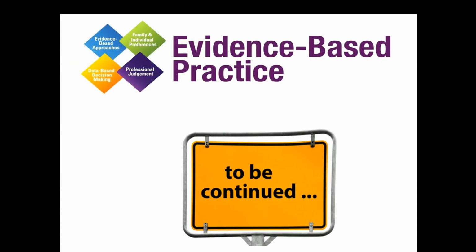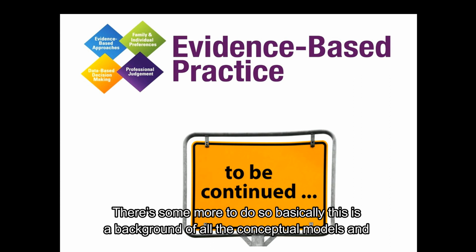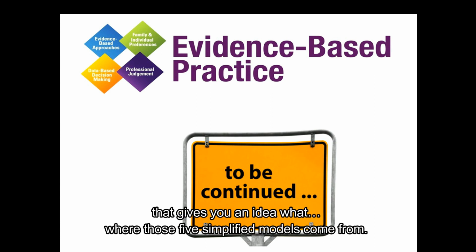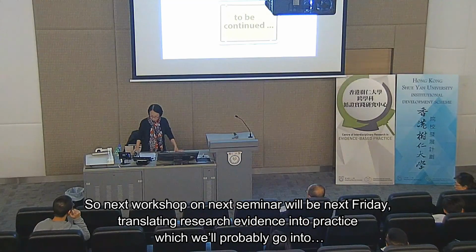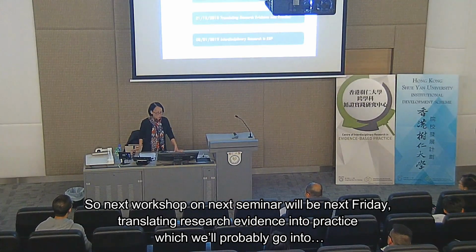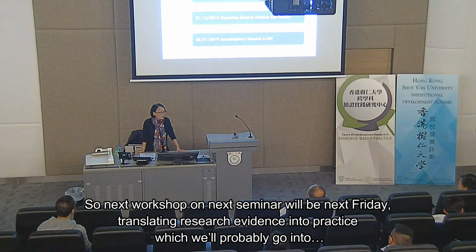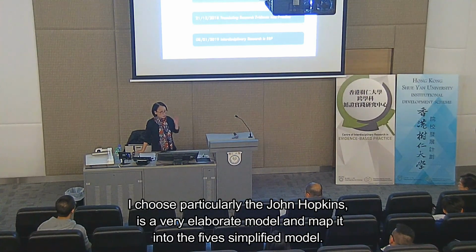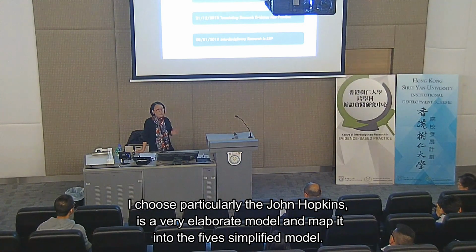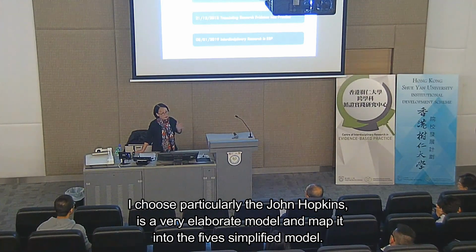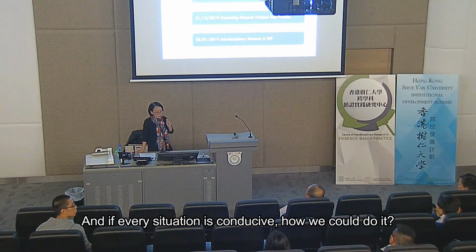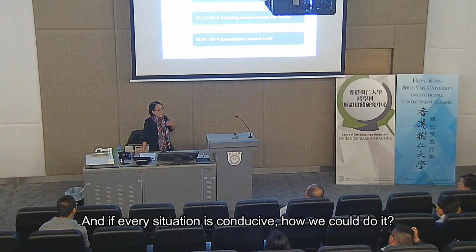Good. So basically, this is a background of all the conceptual models, and that gives you an idea where those 5 R's, those simplified models, come from. Okay, so the next workshop or seminar will be next Friday, translating research evidence into practice. I choose particularly the Johns Hopkins model, which is a very elaborate model, and map it into the 5 simplified models, and show how, if every situation is conducive, we could do it.